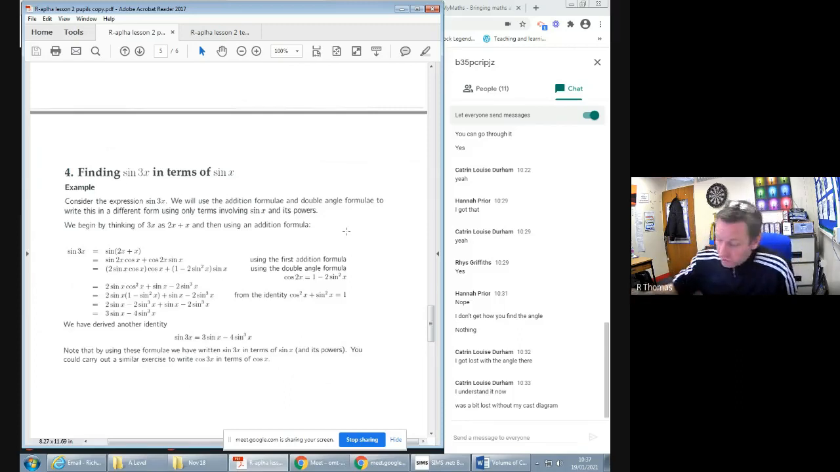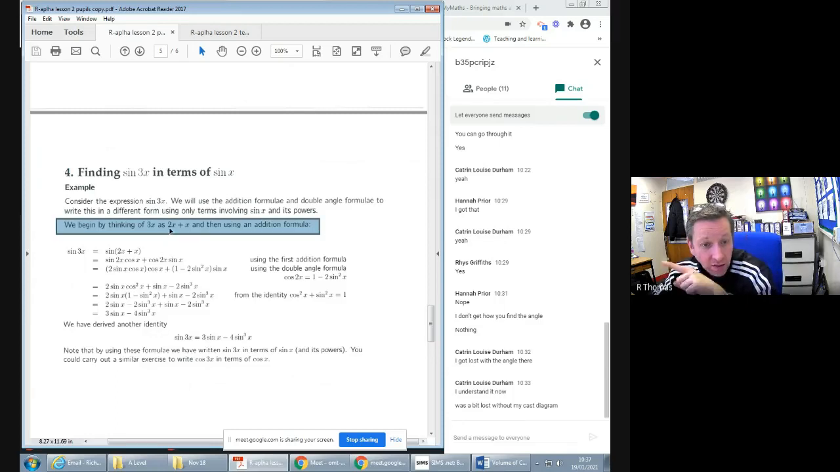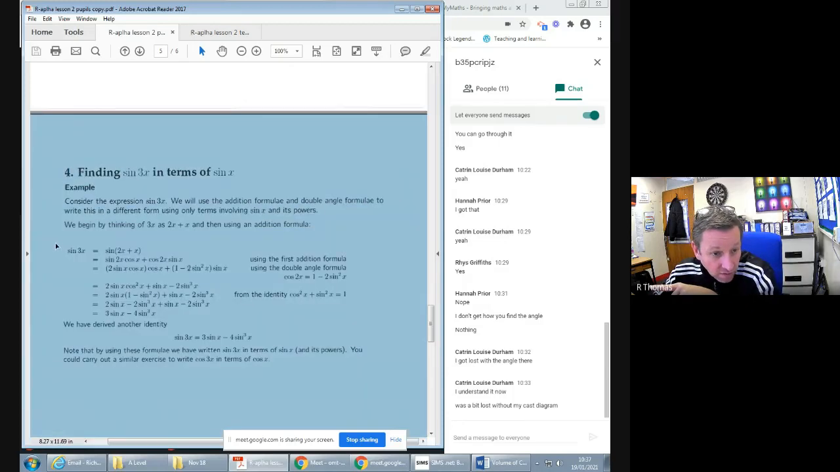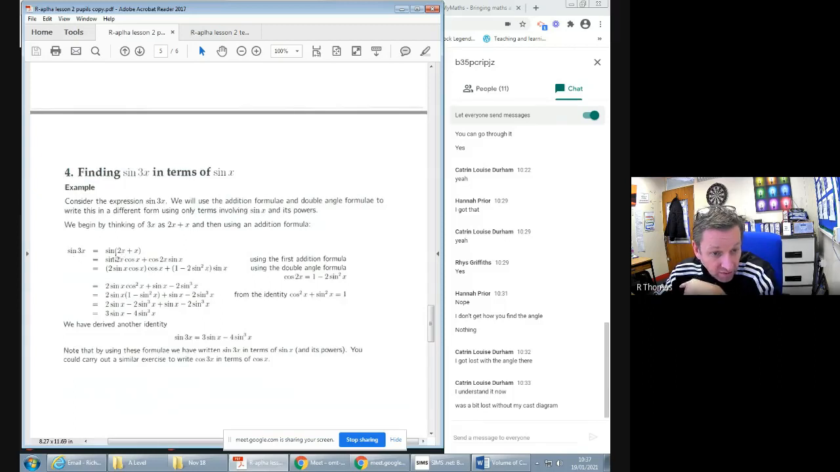And the first thing we're going to do is think of 3x as being 2x plus 1x. Then we're going to use the sine A plus B identity that we've already used today with the R alpha. So I'll just say that again. Think of 3x as being 2x plus 1x. So that's the first part we write out. Sine of 3x is sine of 2x plus 1x.